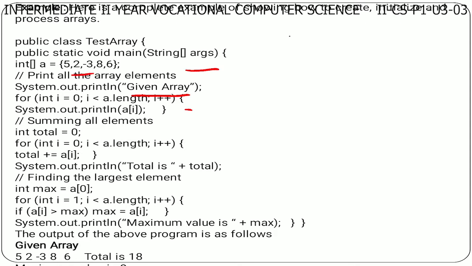So 2 is printed. Then i is incremented. Then it becomes a[2]. Here in a[2], 3 is stored. So -3 is printed.